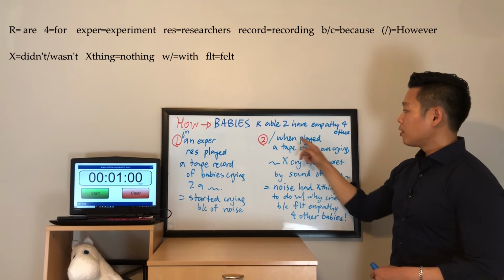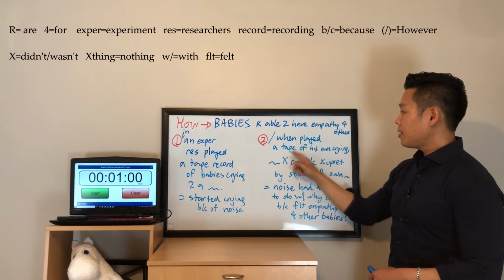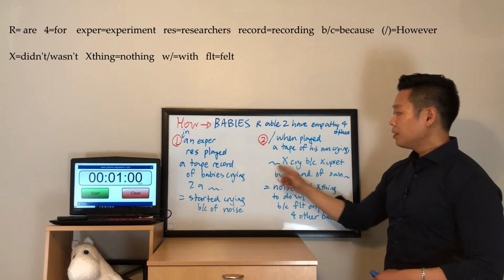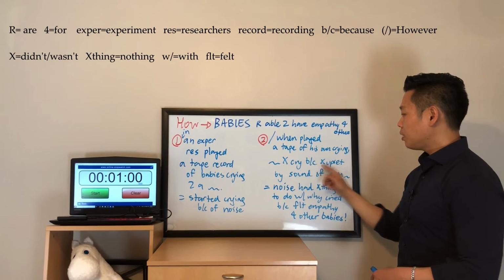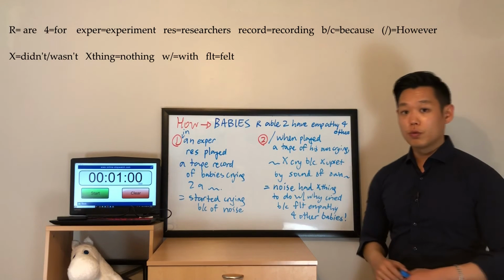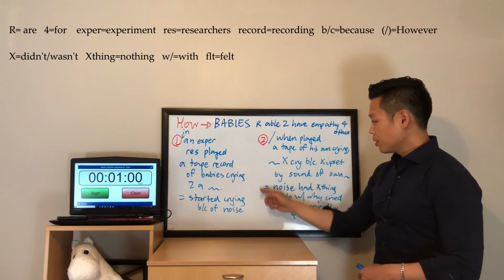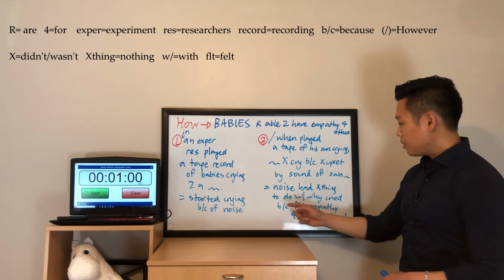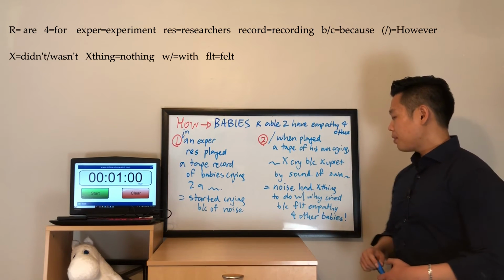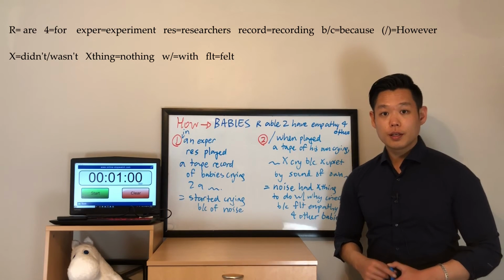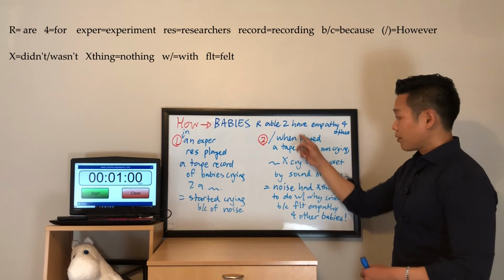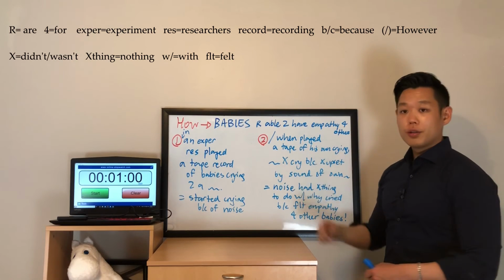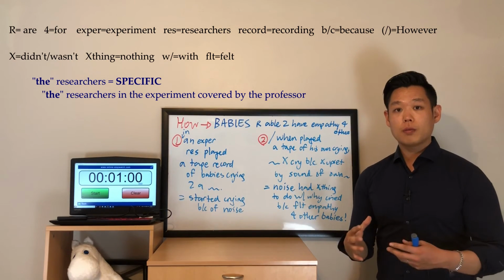However, when the researchers played a tape of his own crying, this baby did not cry since he was not upset by the sound of his own voice. In other words, noise had nothing to do with why he cried, because he actually felt empathy for the other babies.